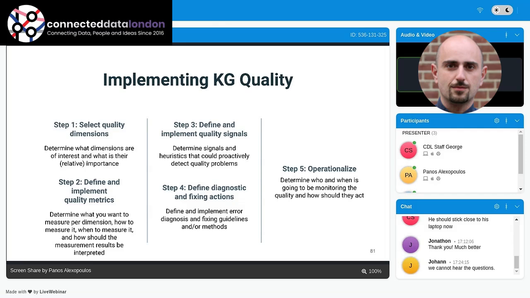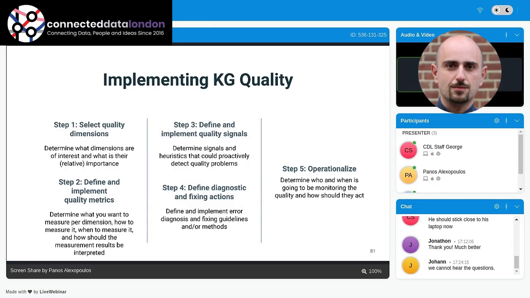A third step is to define and implement quality signals. Signals are very often confused for metrics, but it's not really the same. Signals are things that, when you see them, raise the suspicion that something is wrong. But they don't necessarily reflect the quality.